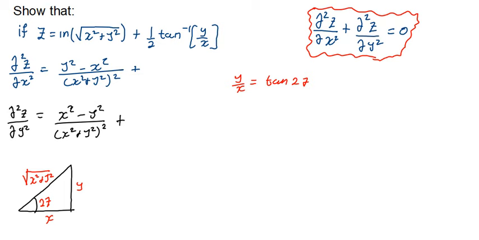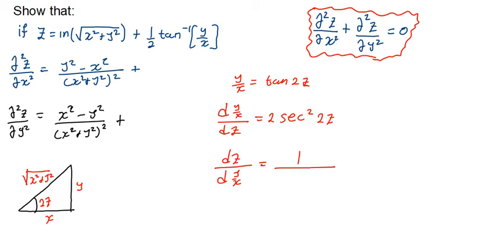I'm going to differentiate this with respect to z. I'll write it like this; you can write it a bit differently if you're not satisfied with my way. This gives 2 sec squared 2z. The derivative of tan is sec squared, but because we are differentiating with respect to z, there's a 2 there as well. What I'm looking for is dz over d(y over x), which turns out to be 1 over 2 sec squared 2z.